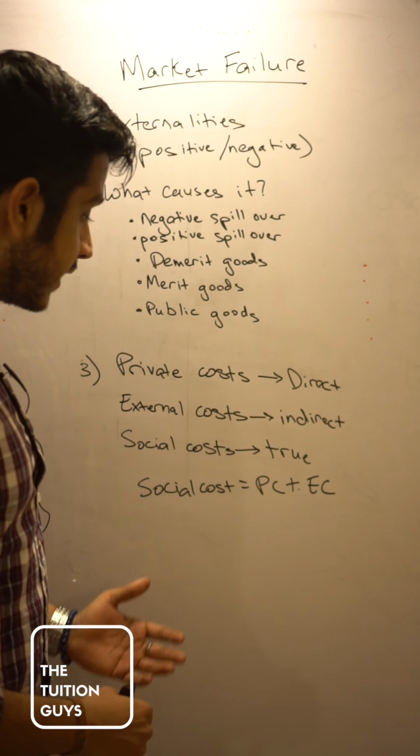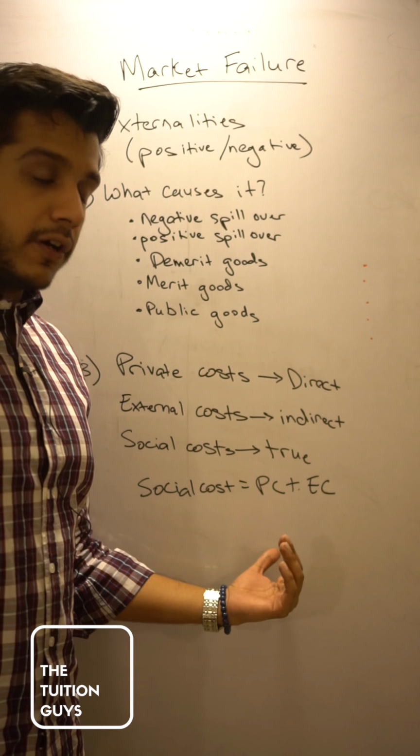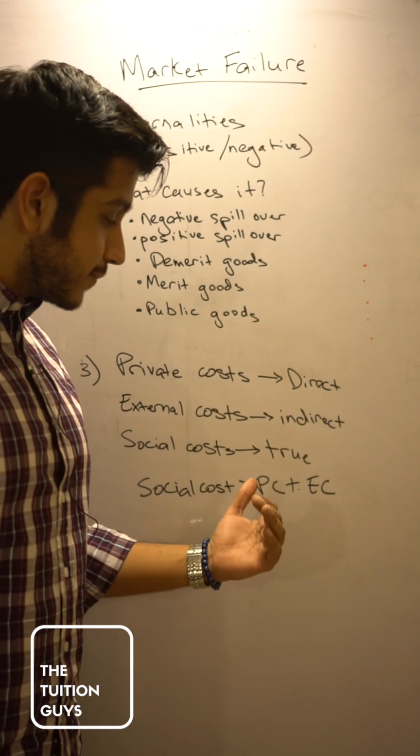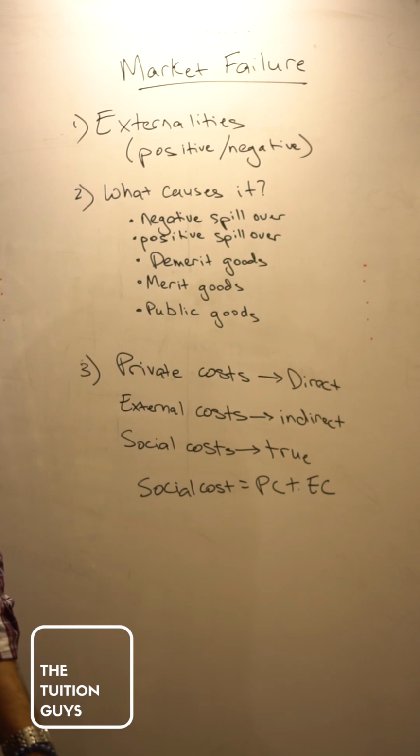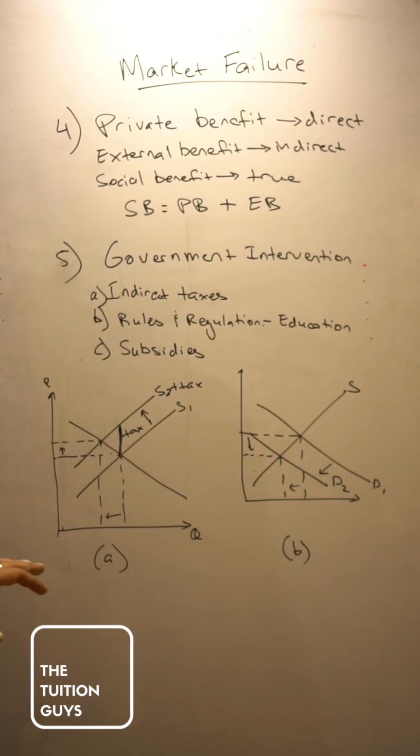But how do you find that? It's a simple equation. Private cost plus external cost is equal to social cost. Take a quick screenshot of this and then we'll move on to the next part. All right, hope you guys took a picture of that.